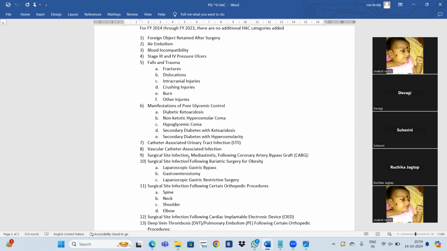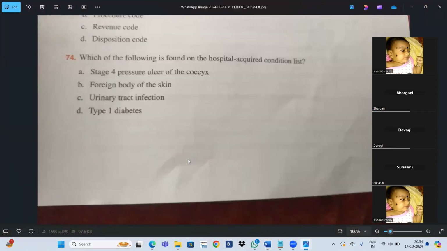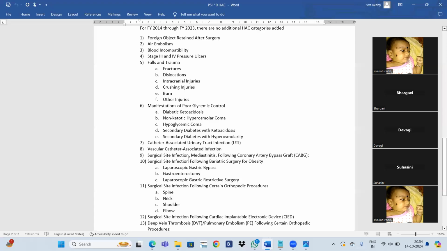Foreign object retained. See, foreign body of the skin here. What they mention here is foreign object retained after surgery, which means any foreign object, anything they missed in the surgery. For example, when they do an appendectomy, they miss the scissors, they put in the cotton and they complete the procedure. That was the foreign object. If they miss anything in the body after completing the surgery, it is a foreign object retained in the surgery. Foreign body is not it; it is the object retained in the surgery.